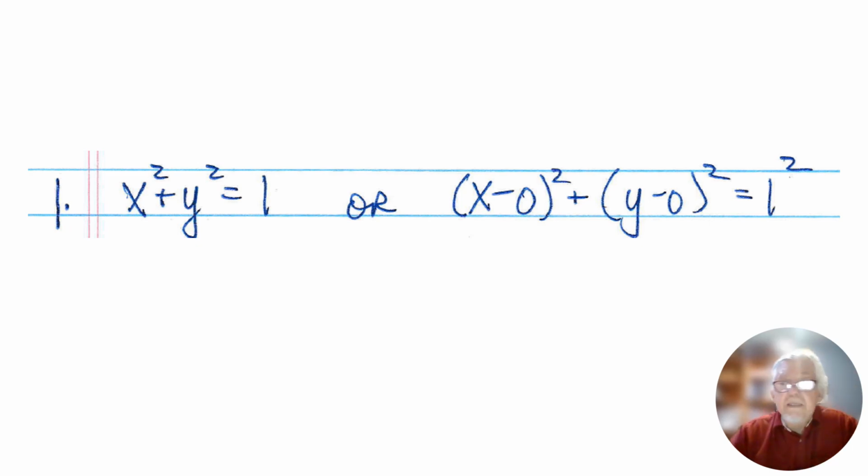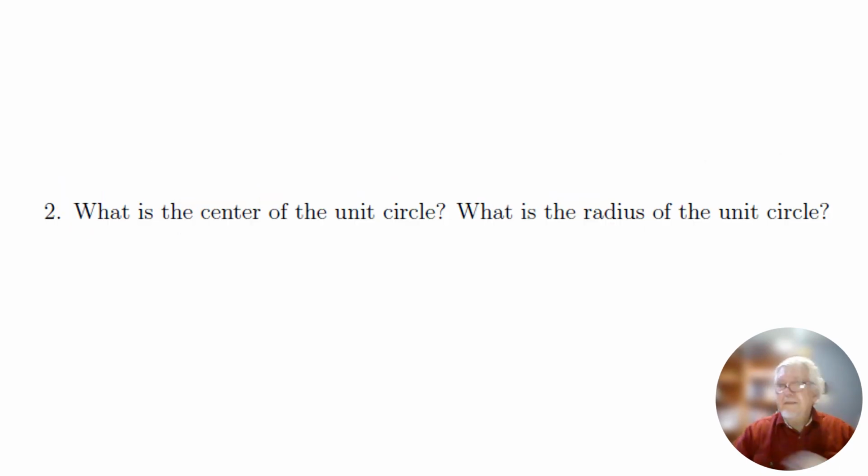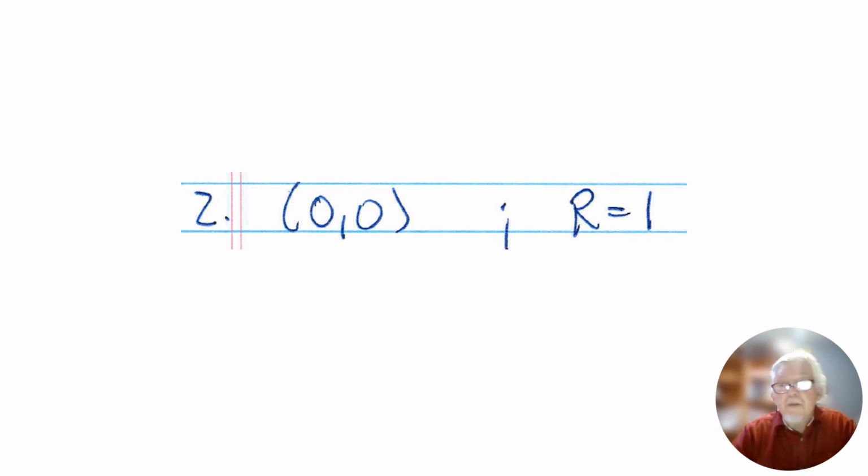And if I'm writing it in standard form, so remember from pre-calculus, it looks like that: quantity x minus 0 squared plus quantity y minus 0 squared equals 1 squared. That's the standard form. And then having done that, what is the center of the unit circle? And what is the radius of the unit circle? Right? So the word unit in mathematics means 1, so a 1's going to be involved there. The center, h comma k, is 0 comma 0, and the radius is 1.